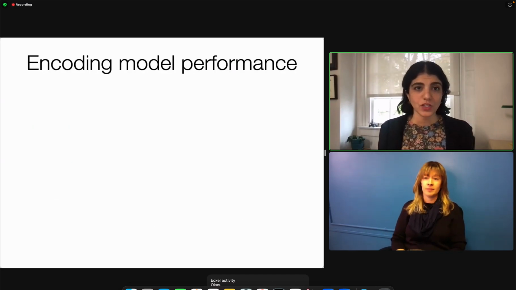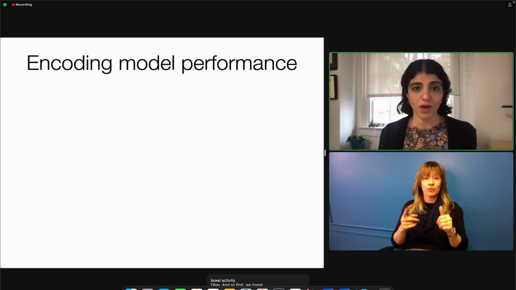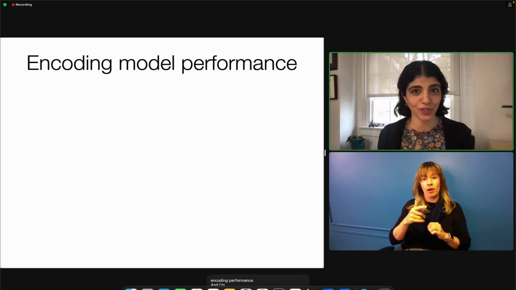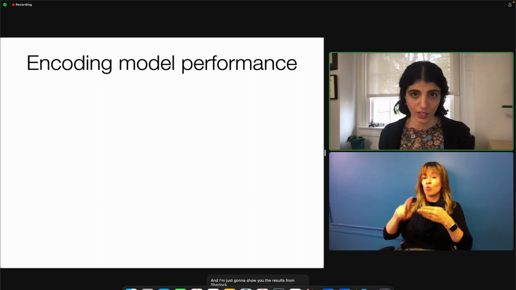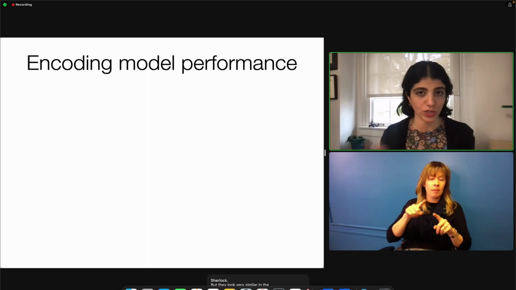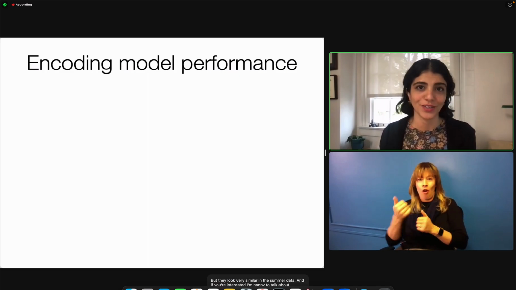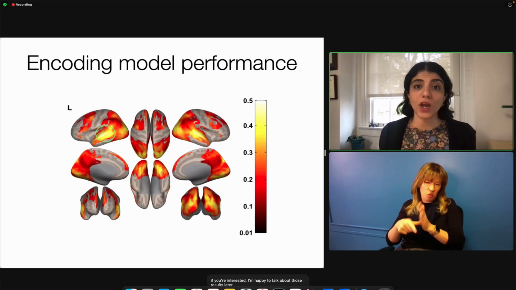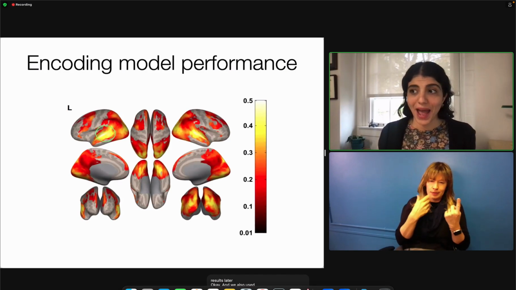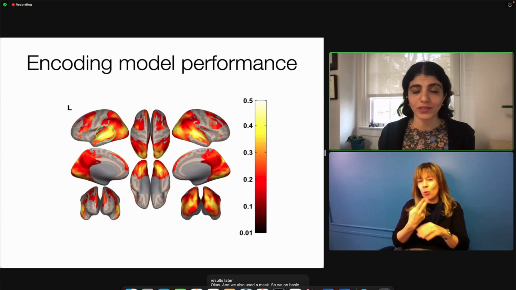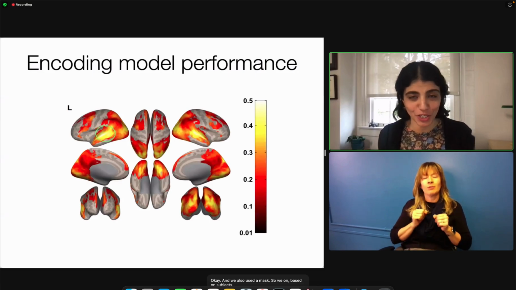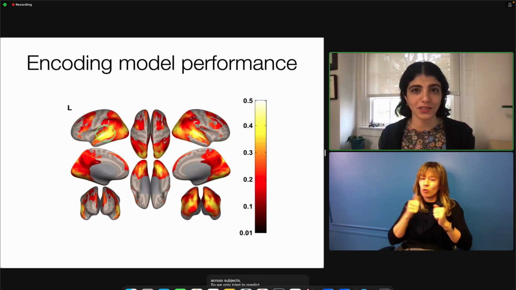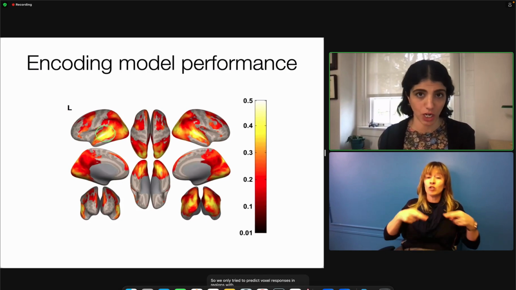Okay. And so first we evaluated the model's encoding performance. I'm just going to show you the results from Sherlock, but they look very similar in the summer data. If you're interested, I'm happy to talk about those results later. We also used a mask based on the inter-subject correlation across subjects, so we only tried to predict voxel responses in regions with significantly above chance ISC.